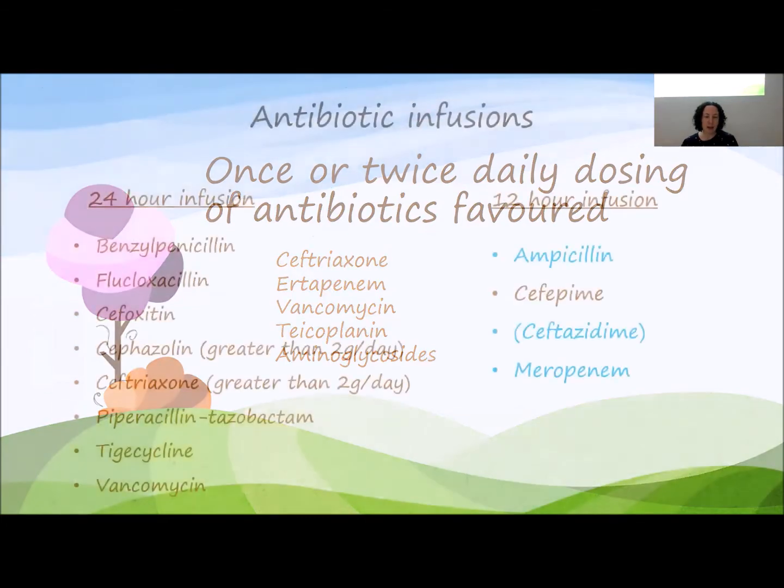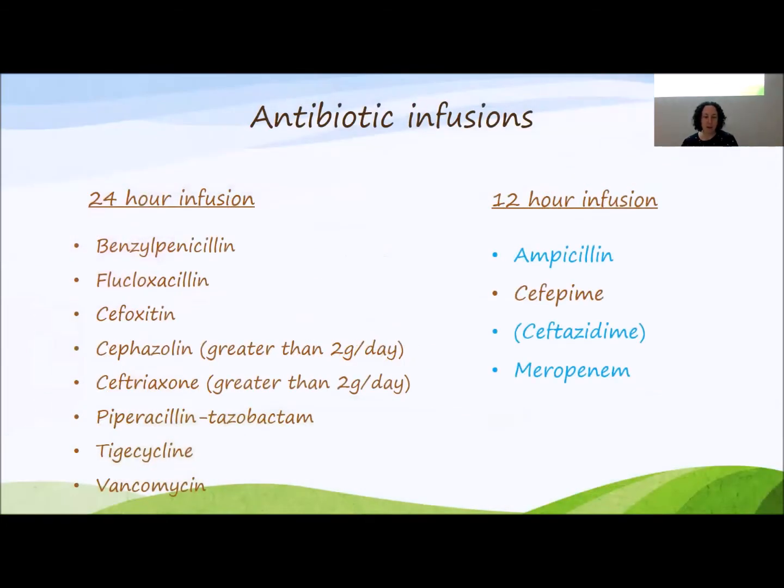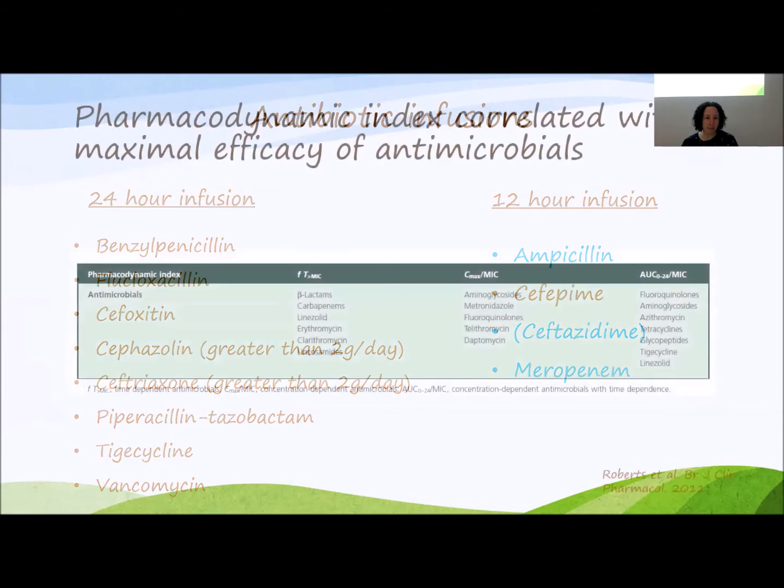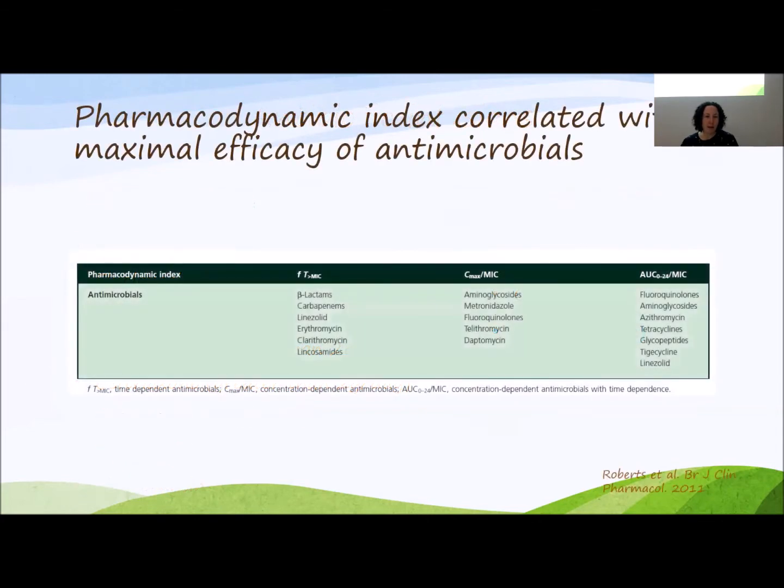However, in the Australian and British setting, we tend to favour 24-hour infusions, particularly relating to our beta-lactam agents that are really the workhorse of these programs. We'll come back a little bit later to the 12-hour infusions and discuss them. So we've talked previously about the pharmacodynamic index correlated with efficacy of antibiotics, and clearly by giving these antibiotics as infusions, it really tailors into maximal efficacy of the drug, provided we have adequate concentration.